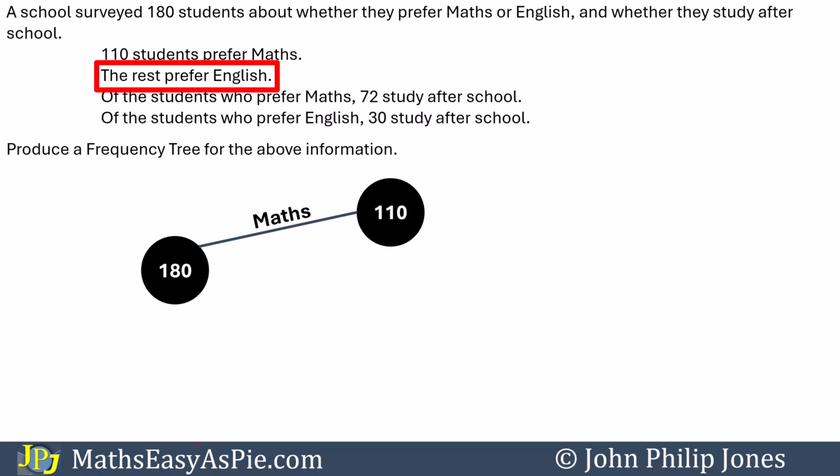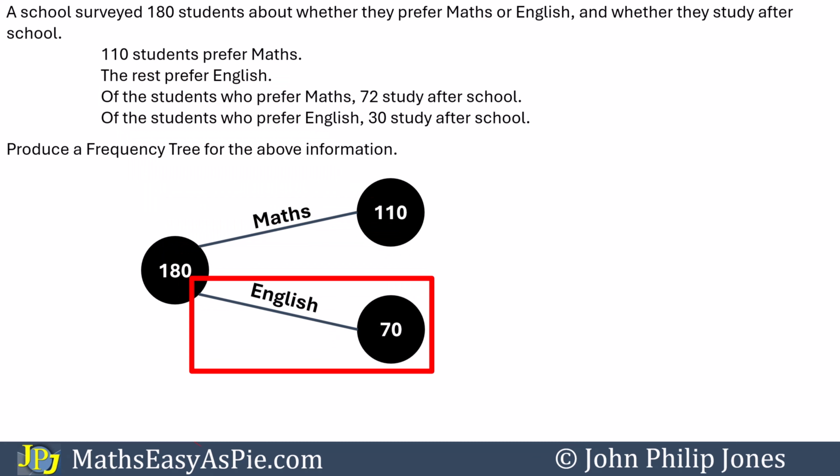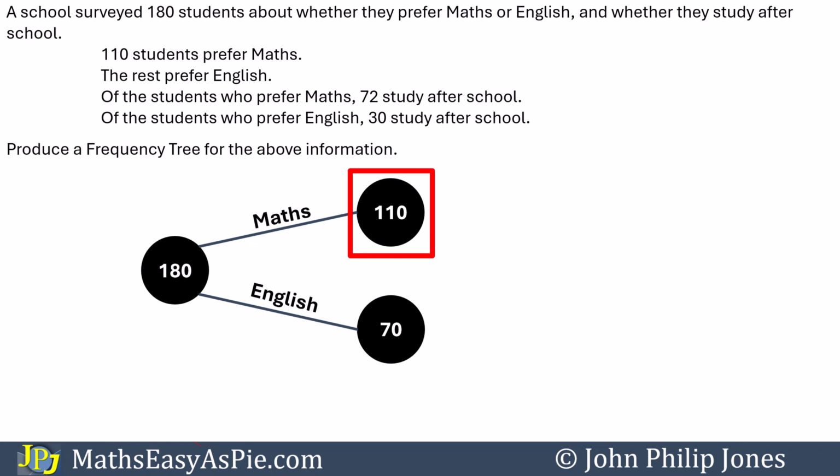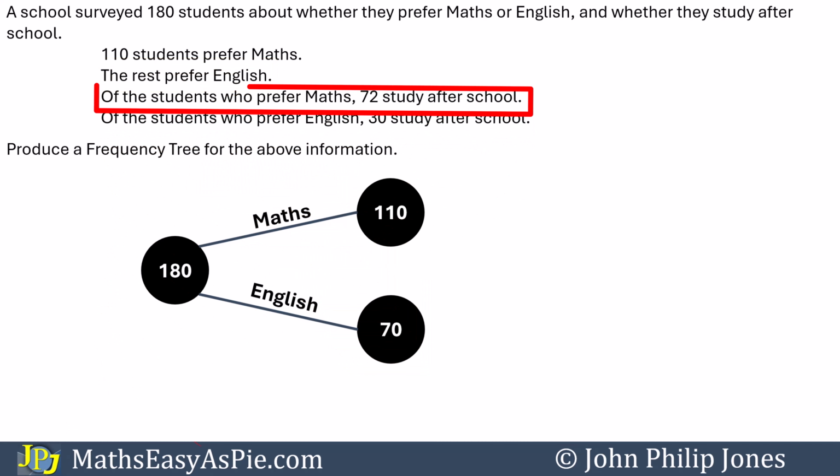The rest prefer English, so we draw a branch to represent this, as you can see here. This is 70 because we subtract this 110 from the 180 to give us 70, which is the rest prefer English. Of the students who prefer maths, 72 study after school.